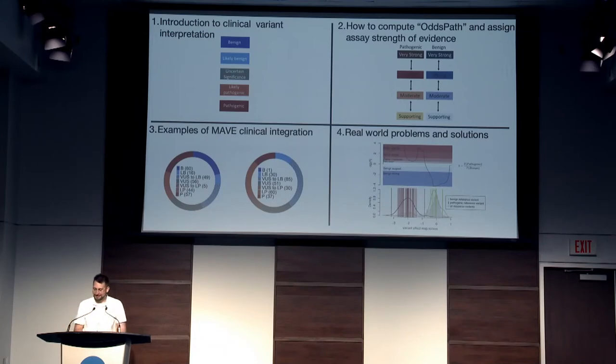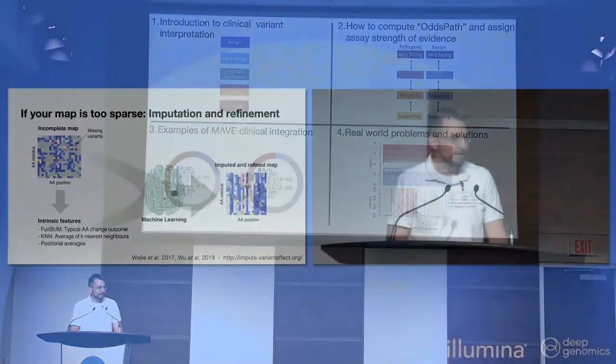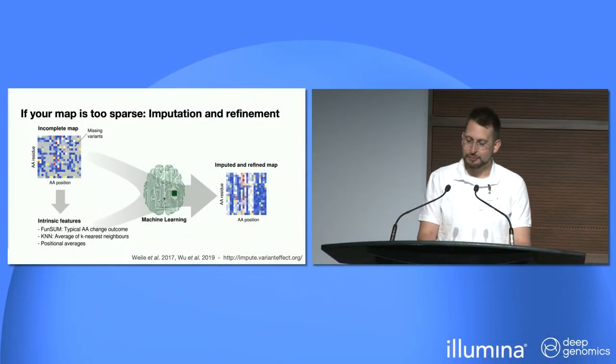Okay, thank you, Shawn. Now that we've seen a couple of straightforward examples of how to take variant effect maps and turn them into evidence codes for classification, let's take a look at a couple more complicated and problematic cases and see if we can find some solutions for them. The first problem that I wanted to talk about: what happens if your gene of interest has a map that is sparse or that has a lot of variants that have high measurement error?